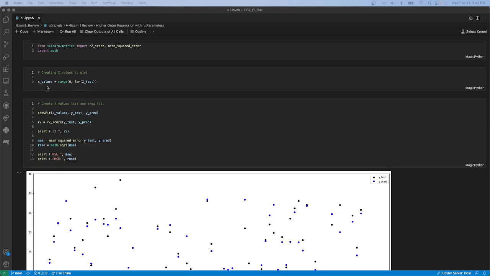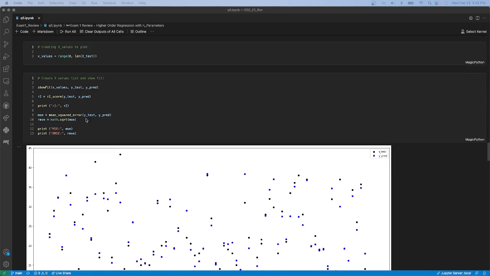This is creating basically a list, one entry per data point, so we can make the graph come out. And then we're actually just going to graph it here. We're showing the fit, which is the function I created. We're giving it the x values. So how many, basically not features, but how many rows of data do we have? There should be a data point for each. So we're just giving it a list of 1, 2, 3, 4, so we can plot it. And then we're giving it the original y values and our predicted y values.